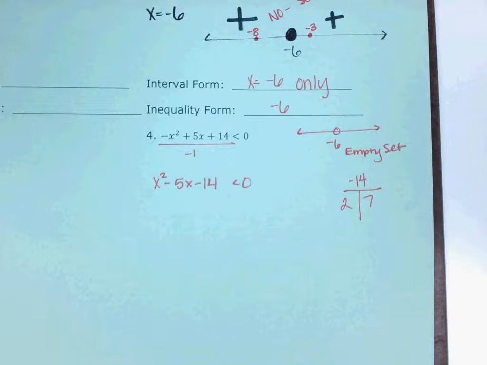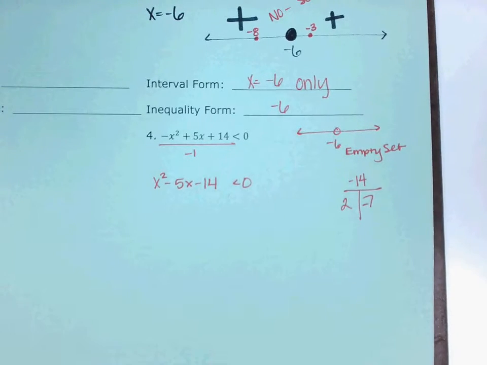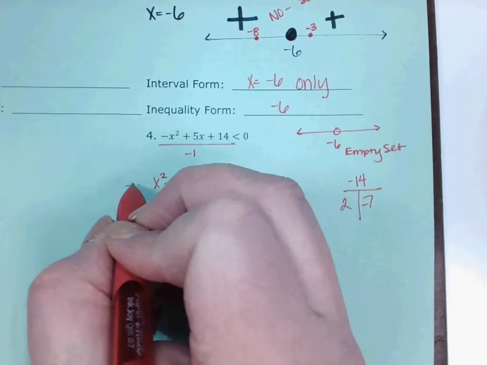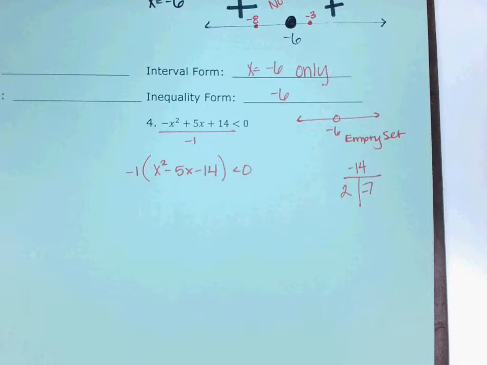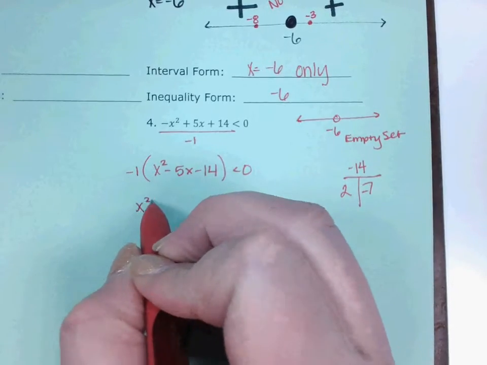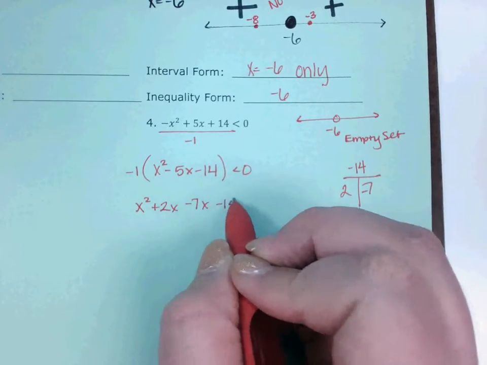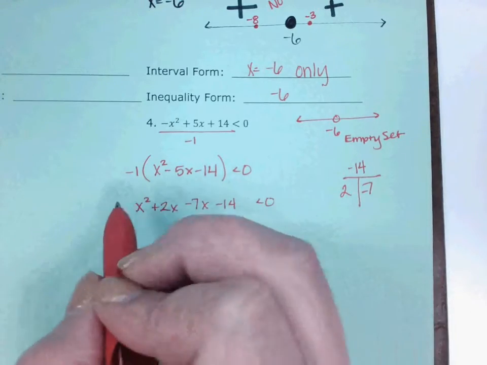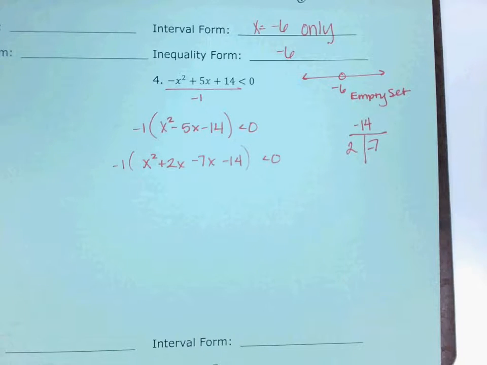Wait, for number 4, don't you have my negative x? Divide by just negative 1. And then remember, your negative 1 technically is still in the front, but you have to pull it out to do your t-chart. So then you'd have x squared plus 2x minus 7x minus 14. So they should come out to be different. And then you'll just finish t-charting from there.